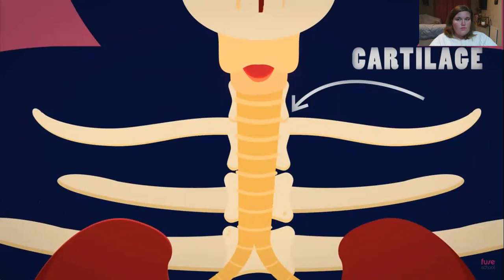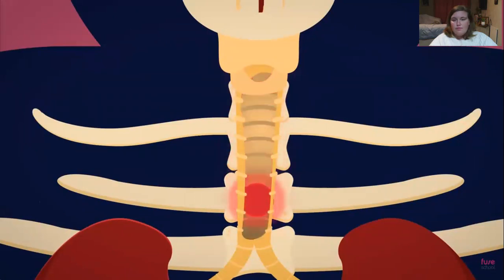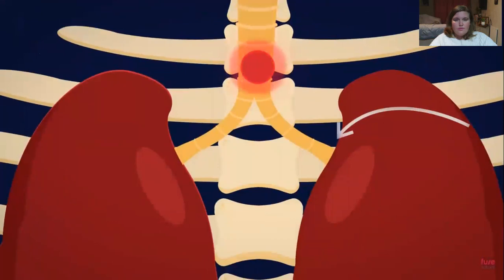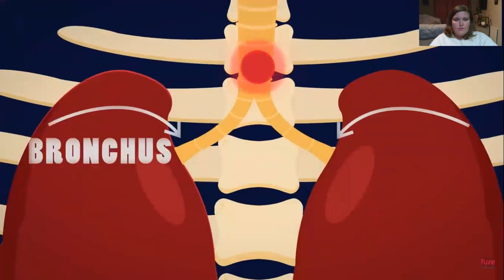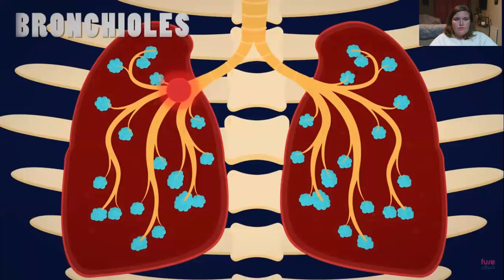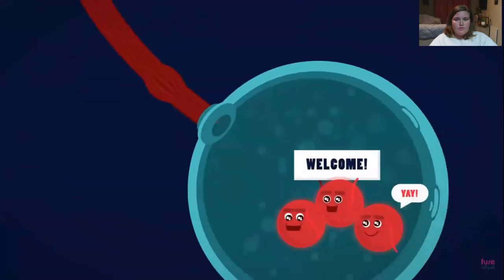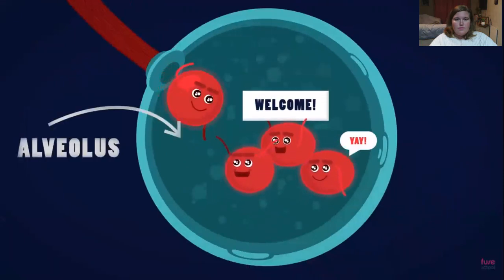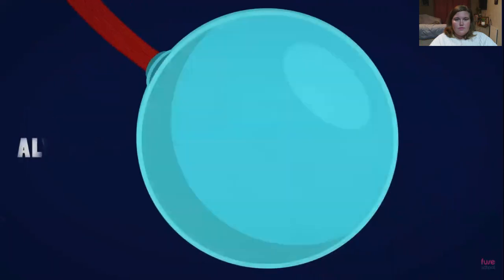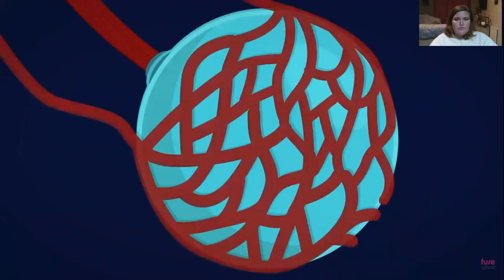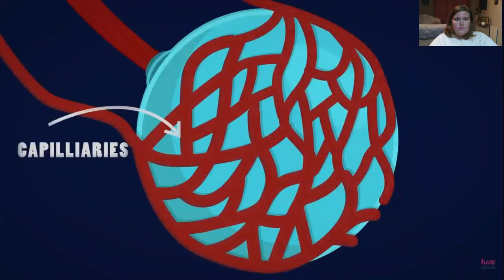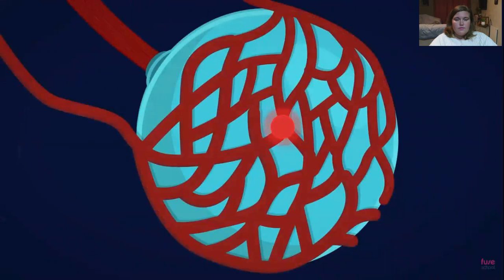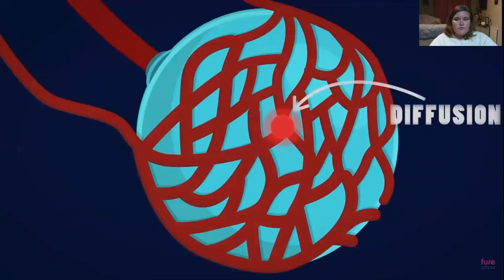The oxygen molecule now travels down the trachea and then will go into either the left or the right lung via a tube called the bronchus. This bronchus then splits into smaller tubes called bronchioles. And finally, the oxygen molecule will make its way into a tiny air sac called an alveolus. These alveoli are surrounded by tiny blood vessels called capillaries, and the oxygen molecule now passes across from the air into the blood via a process called diffusion.